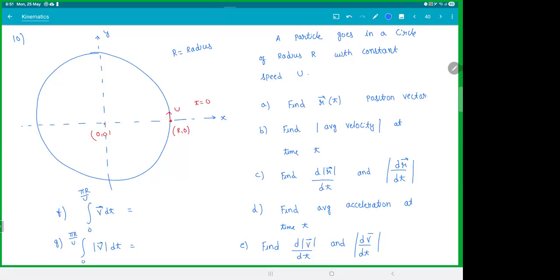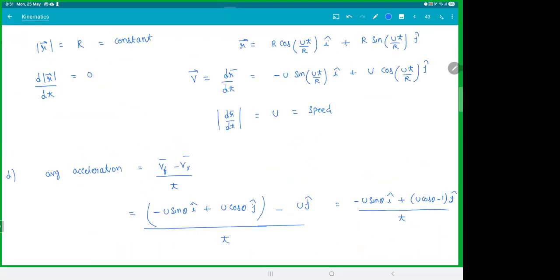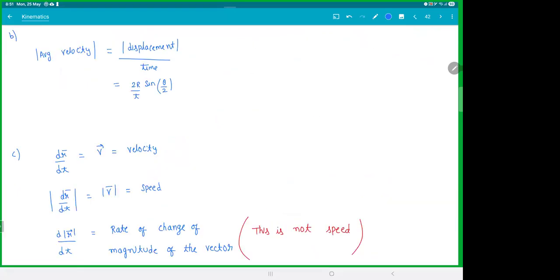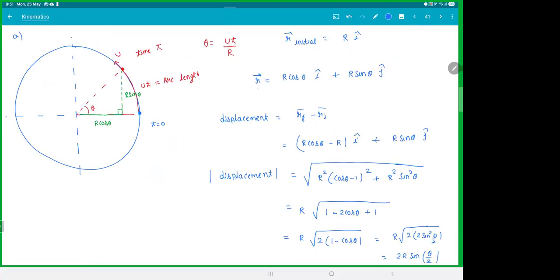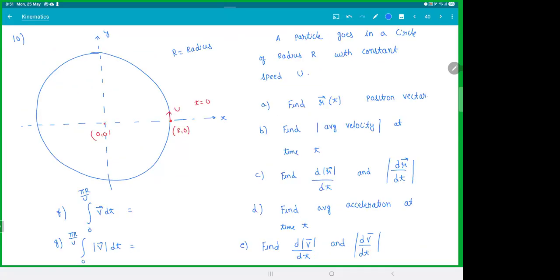How is mod r? Seriously? That's your doubt. Mod r is what? It is the length of a vector. And how is this vector going in a circle? What is the radius of a circle? r. You can just get the magnitude from here, right? r square cos square theta plus r square sin square theta. Is that clear?